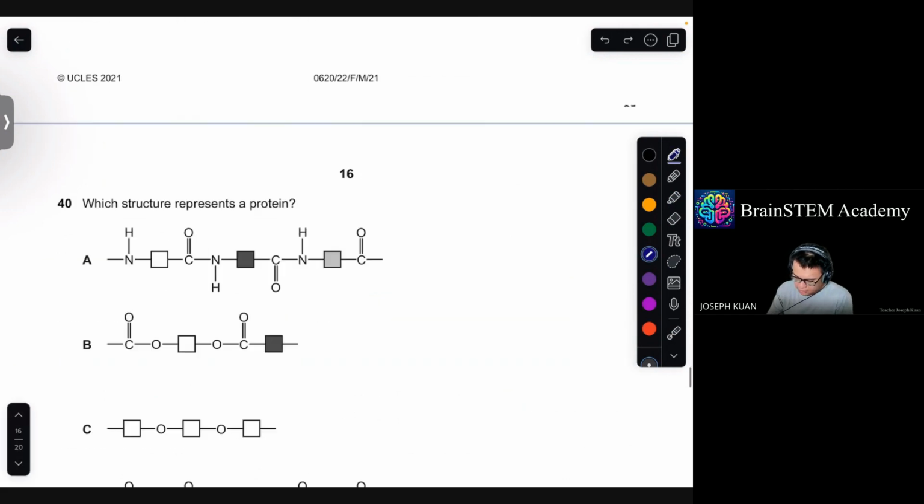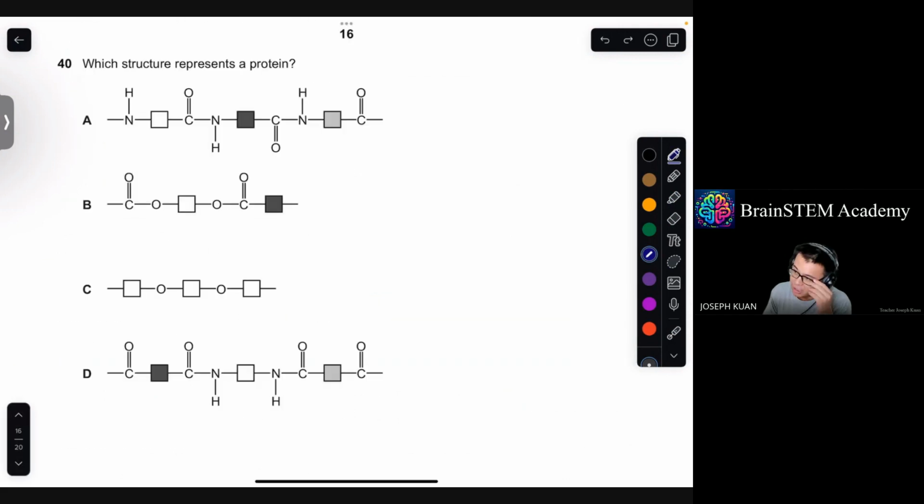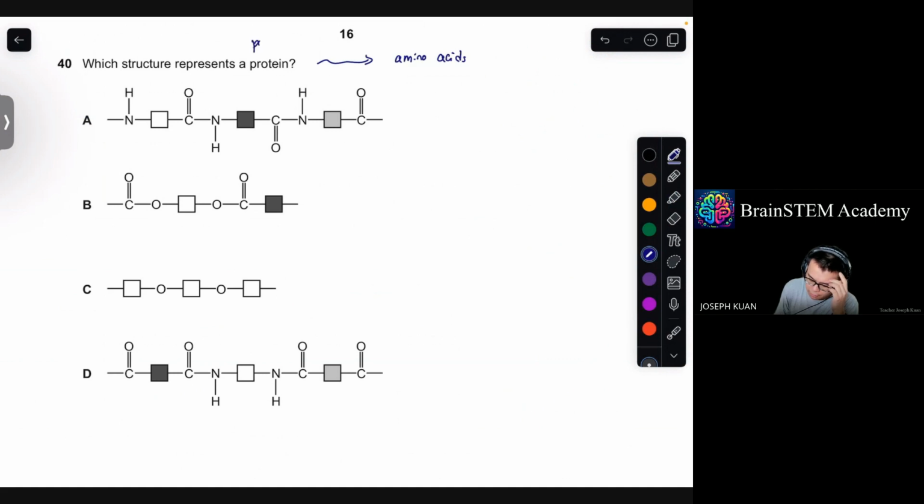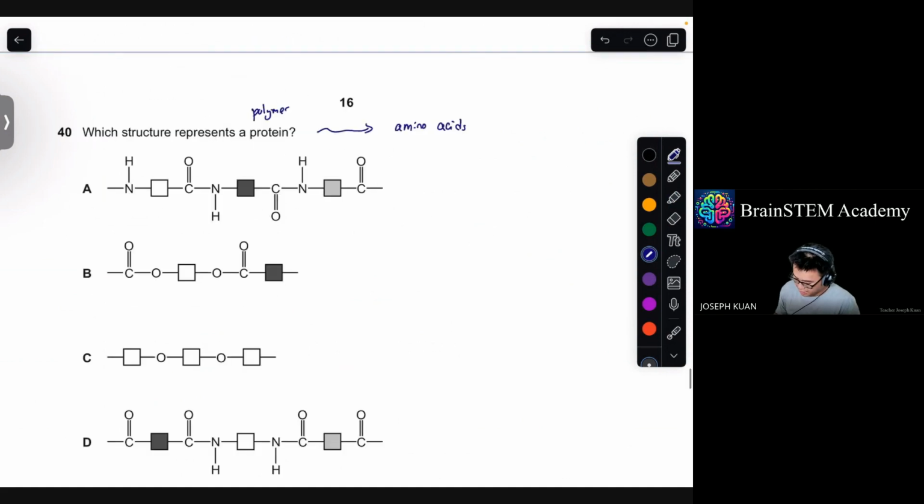All right. Last question, finally. Which structure represents a protein? So a protein is made from amino acids. So protein is a polymer, which means that it has multiple monomers grouped together. And then amino acids, there are many types. So essentially, it's like colored beads joined together. So amino acids are the monomers.